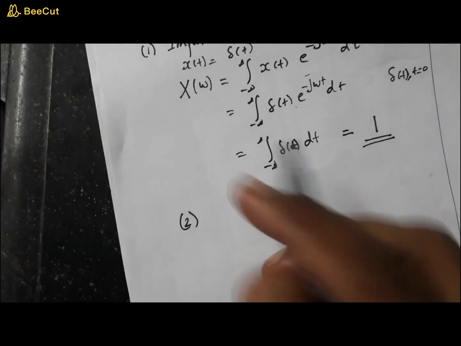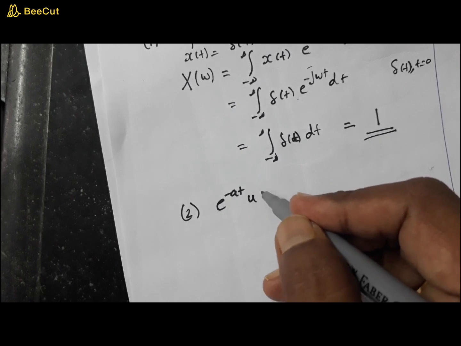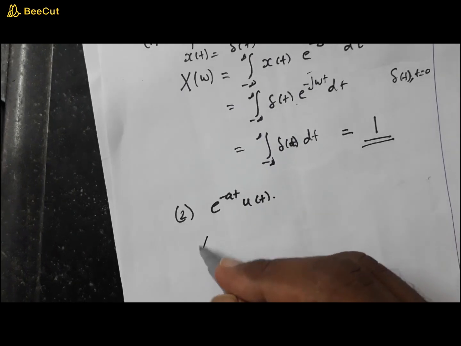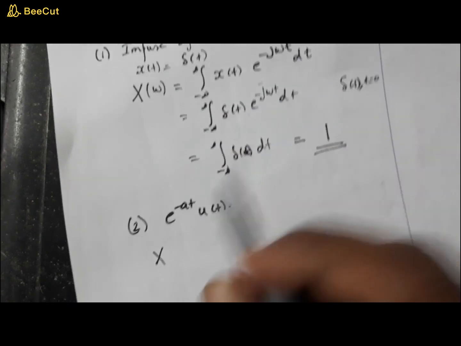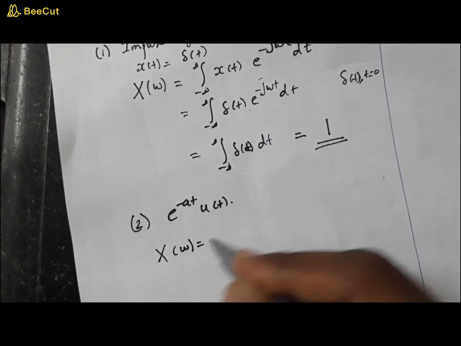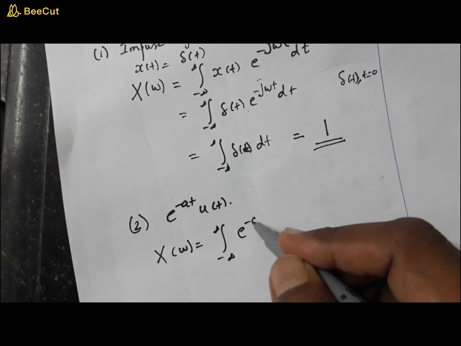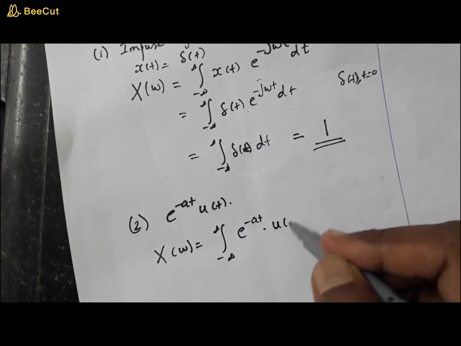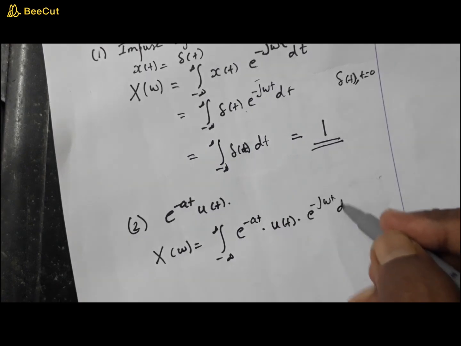Now the second signal, you have e raised to minus at into u of t. How to do this problem? Using that same expression, X of omega equals the integral from minus infinity to plus infinity of e raised to minus at into u of t into e raised to minus j omega t dt.